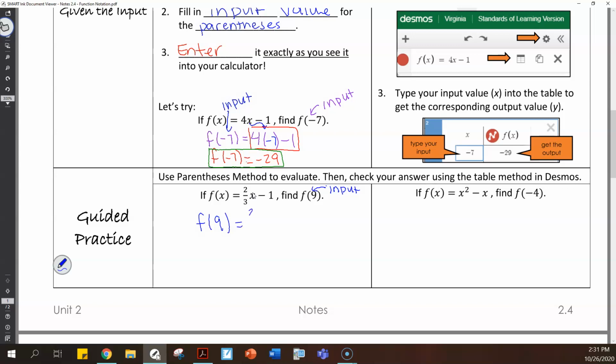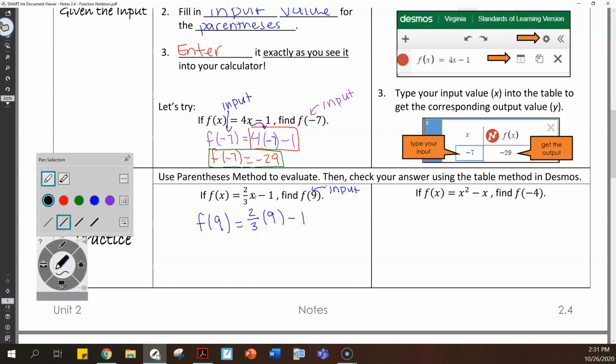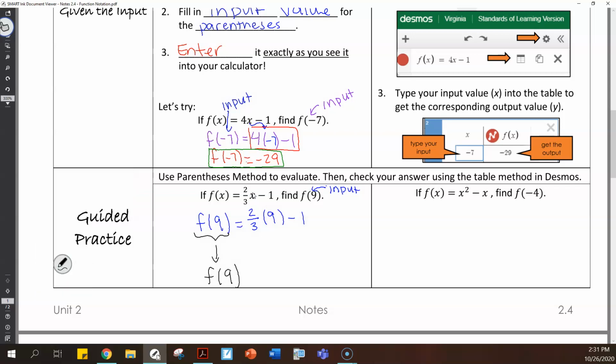which means I keep the function exactly the way I see it. Anywhere I have an x, I'm going to replace it with parentheses, and then my -1 is there. Inside my parentheses, I want to put 9, and now I can evaluate this. Okay, this whole f of 9 part can just come straight down. Remember that the f of whatever represents your output value.